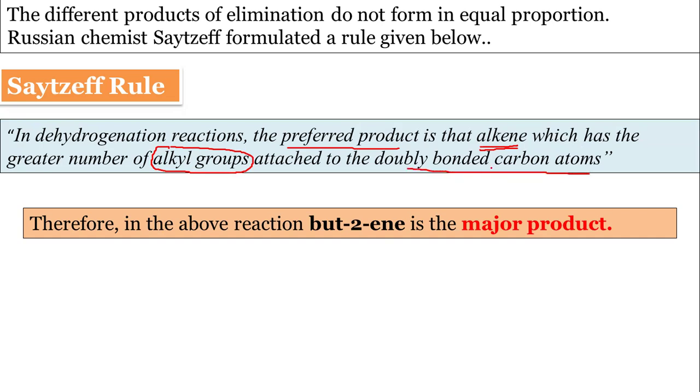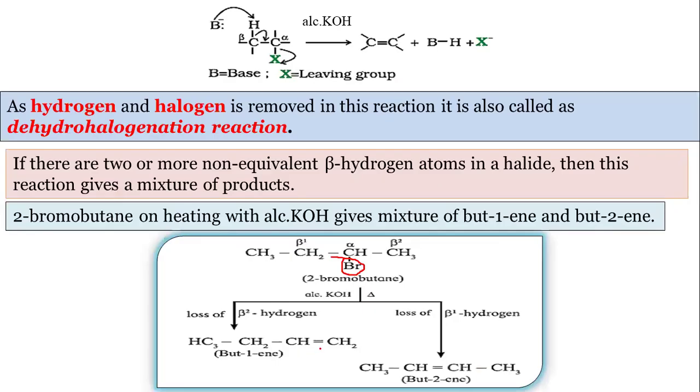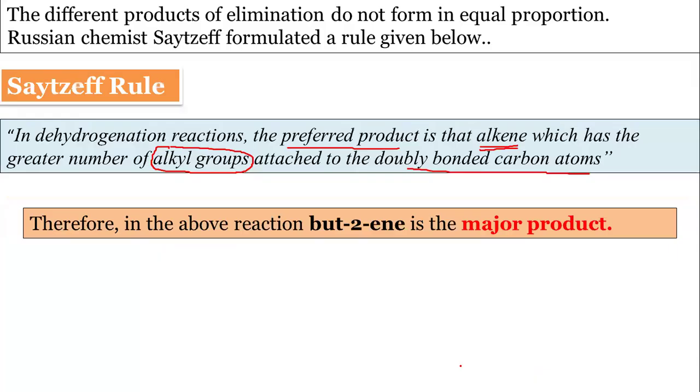This is also a very important thing. See in this example, suppose this is the carbon-carbon double bond. So here is CH2, here is CH. In this but-1-ene, no alkyl group or methyl group is attached to this carbon-carbon double bond. But here, if you see carefully, this is the carbon-carbon double bond, and one CH3 is attached here and another CH3 is attached here. It means 2 alkyl groups are attached. So this is the major product according to the Saytzeff Rule. Therefore, in the above reaction, but-2-ene is the major product.